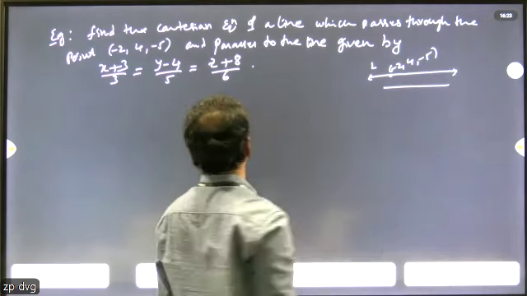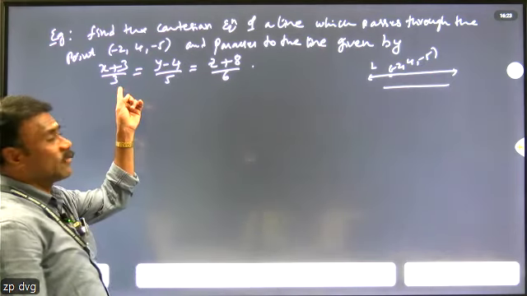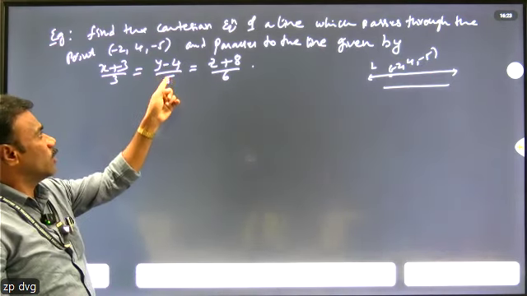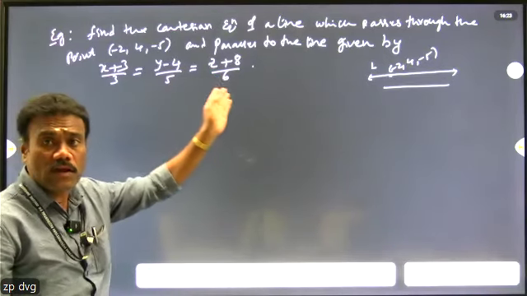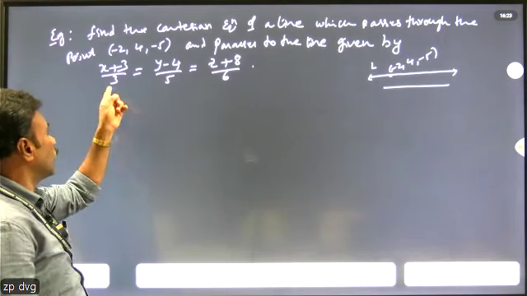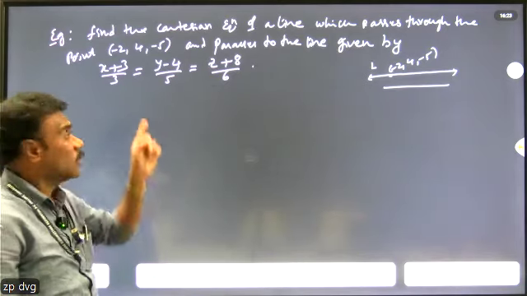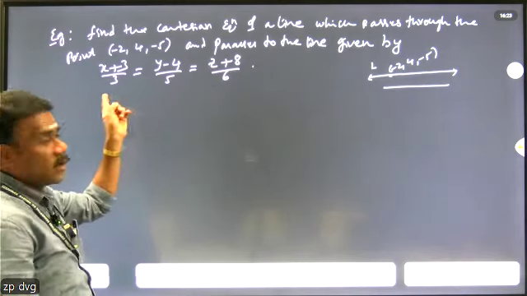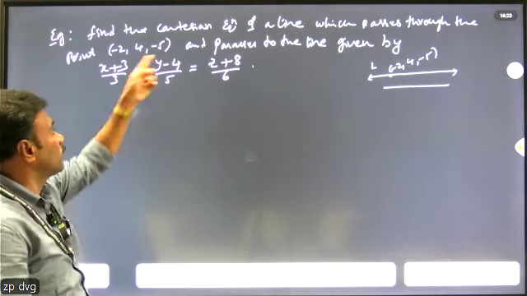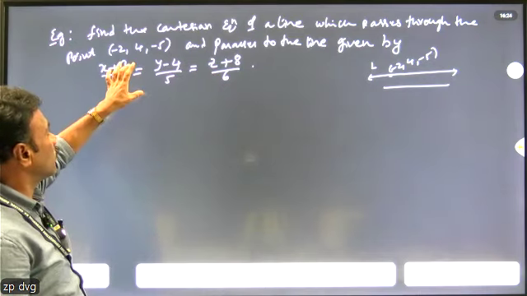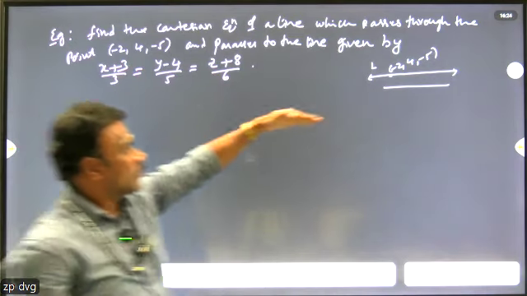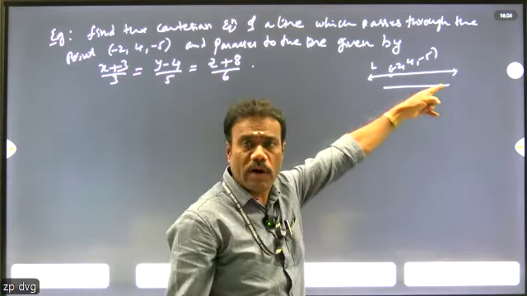Which line is given? The line (x + 3)/3 = (y - 4)/5 = (z + 8)/6 is in the Cartesian equation form only. So in this, 3, 5, 6 represent the direction ratios of this line. And it is given that this line is parallel to the required line.